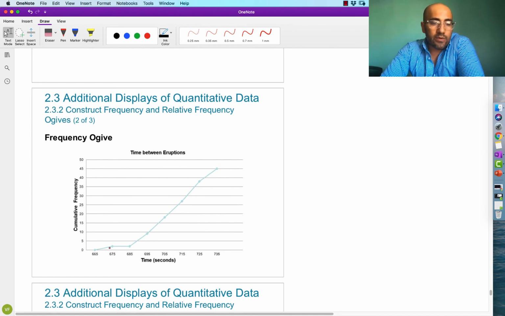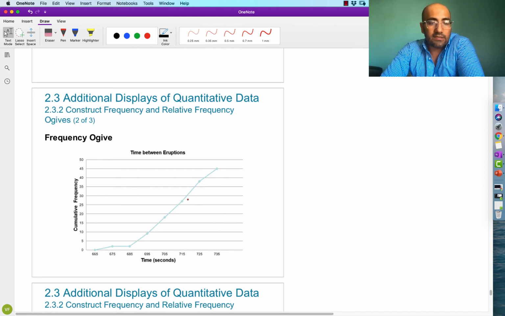And now we have a dot above here. This represents that there were 2 values in this class. And then the running total would mean that we still stay at 2 for this one. That means that there was no increase between 675 and 685. That means there were 0 observations in the class that has a 685 as its midpoint. Good. And then the next value and the next value and the next value all above their class midpoints.